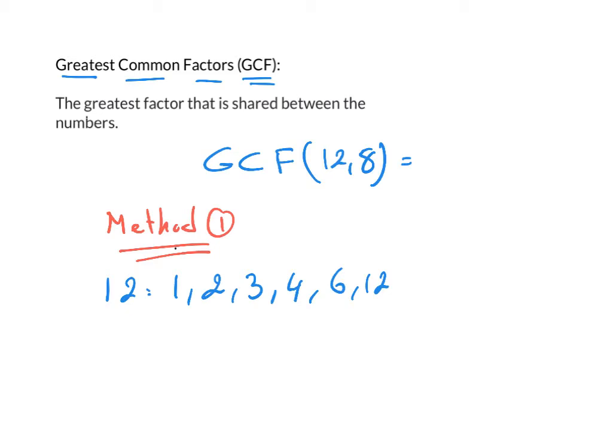So those are the factors of 12. We can do the same thing for 8. So we have 1, 2, 4, and 8. And as you can see, the greatest common factor between 12 and 8 is going to be 4.